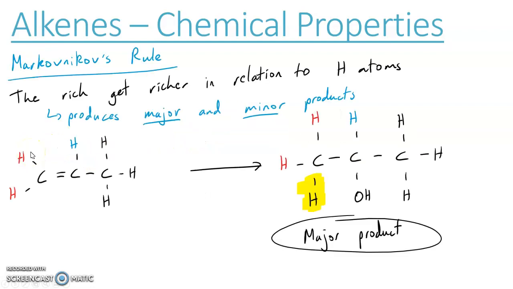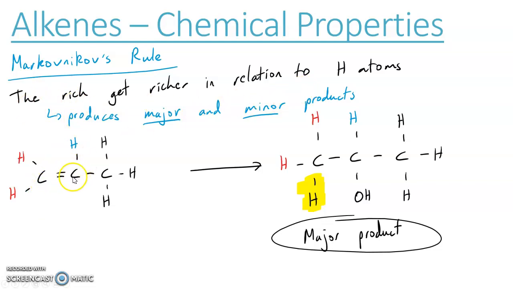Now this is where Markovnikov's rule applies: the rich get richer, because sometimes there's more than one possibility. Like in this instance, we've got a carbon on either side of the double bond. We could add the OH here and the H here, or the OH here and the H here. So it could be either way around. The major product we get by using the saying the rich get richer.